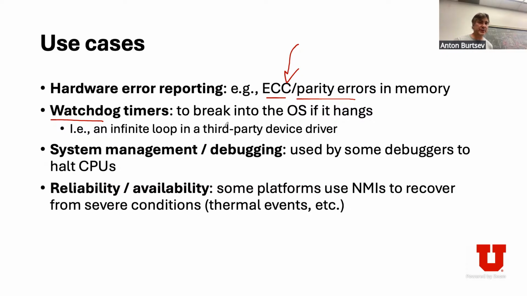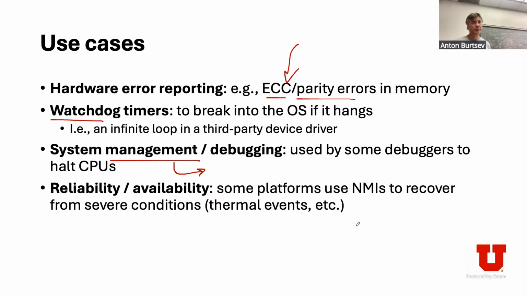Some debuggers use non-maskable interrupts. I never had a use case, but I mentioned performance events, like performance counter events, which are typically delivered as non-maskable interrupts in order to increase precision of collection. Otherwise, everything gets delayed and everything gets a little weird.